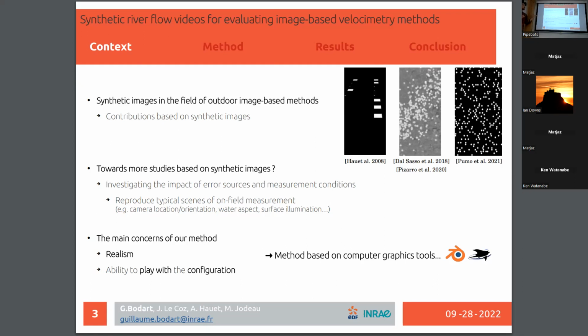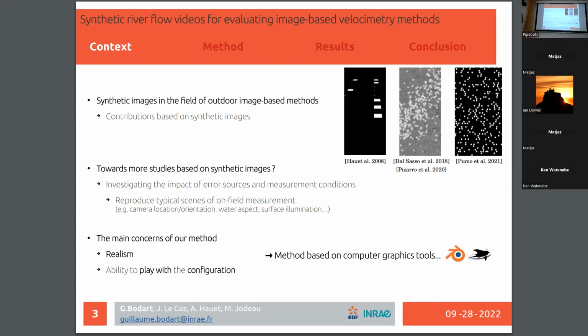So what motivated this work is the ability to study environmental error sources. We'd like to know, for instance, how the water aspect coupled with the angle of the camera are impacting the velocity. So for that, we have to be able to reproduce a scene, a measurement scene. Realism is the main concern of this work, and also the ability to play with the configuration: the illumination, the scene environment, and so on.